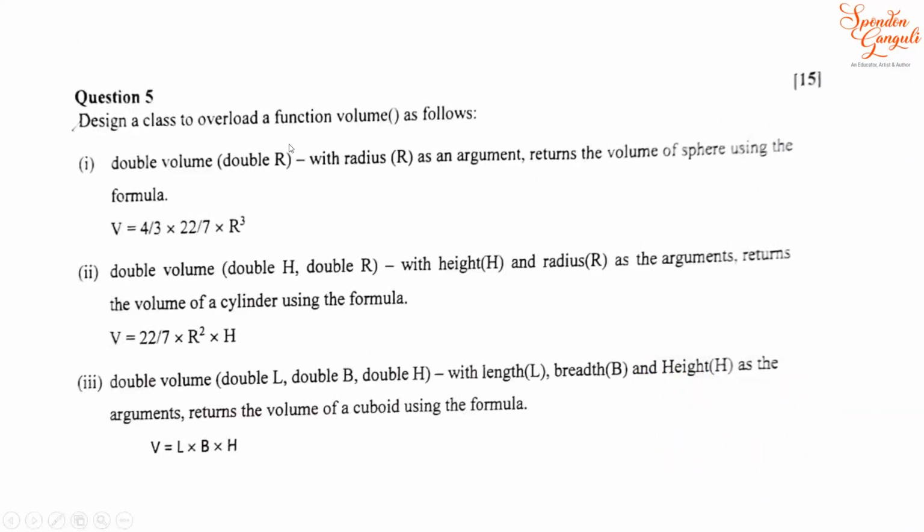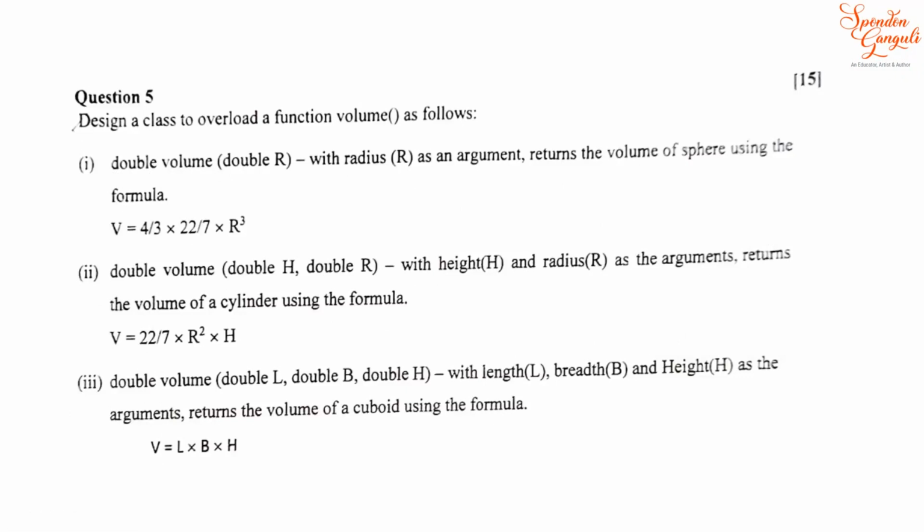Design a class to overload a function named volume, with the function prototypes as given here: double volume(double R), double volume(double H, double R), and double volume(double L, double B, double H). Now all these functions have a return type double. That means these functions will not print any value within the function. Otherwise, they will return to the caller function. Now you have to keep that in mind.